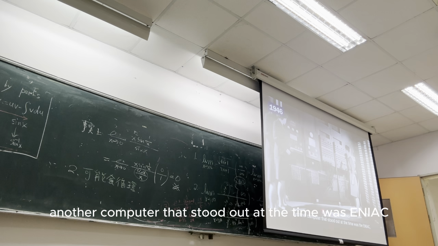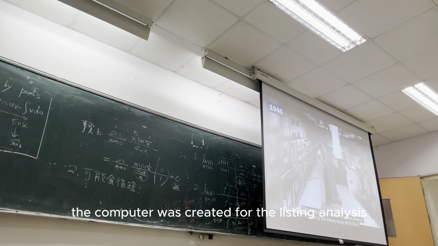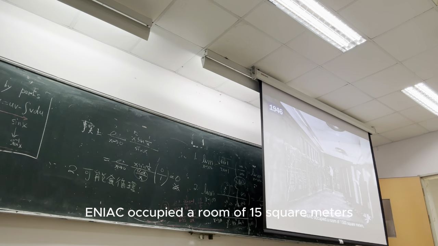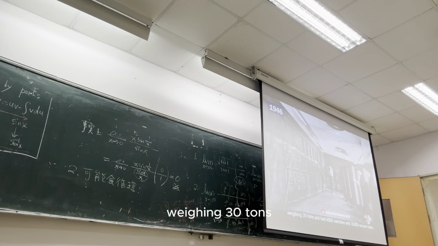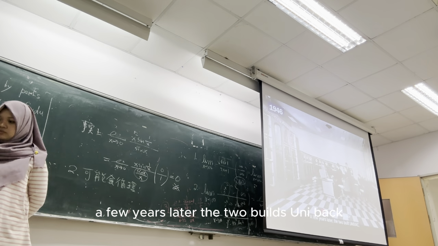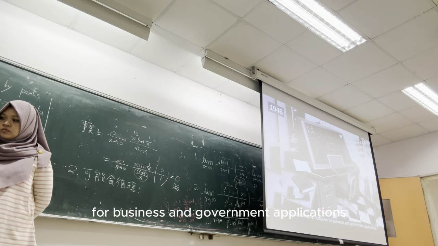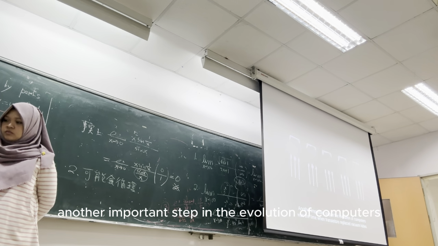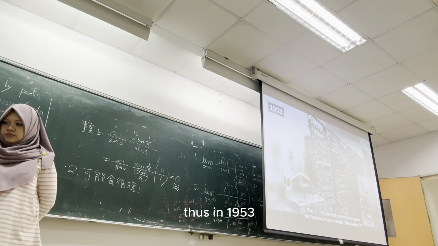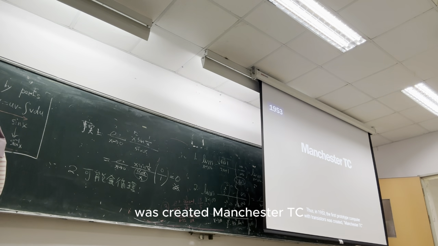Another computer that stood out at the time was ENIAC, created by John Mauchly and Presper Eckert. The computer was created for ballistic analysis used by the military during World War II. ENIAC occupied a room of 1,500 square meters, weighing 30 tons, and had 6,000 switches and 18,000 vacuum tubes. A few years later, the two built UNIVAC, the first commercial computer for business and government applications. Another important step in the evolution of computers was the time when transistors replaced vacuum tubes. Thus, in 1953, the first prototype computer with transistors was created, the Manchester TC.